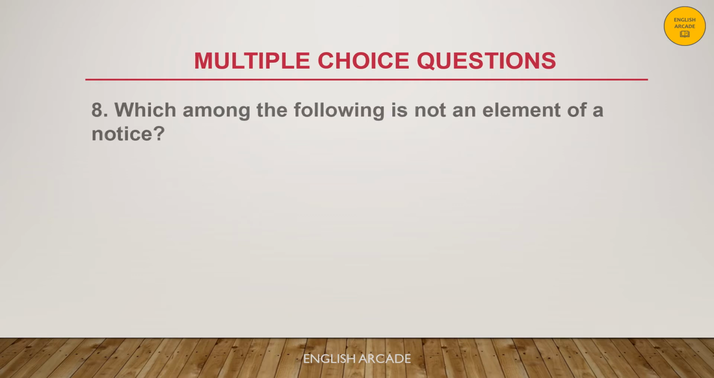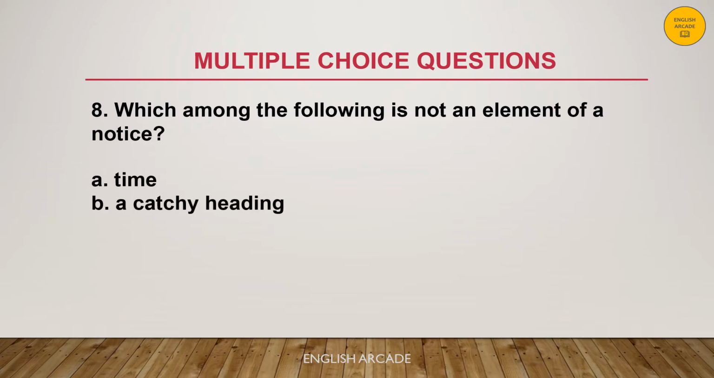Question 8. Which among the following is not an element of a notice? A, time, B, catchy heading, C, venue, and D, address of the sender. So we know that we do not write the address of the sender in the notice at all. So D, address of the sender, is the right answer.